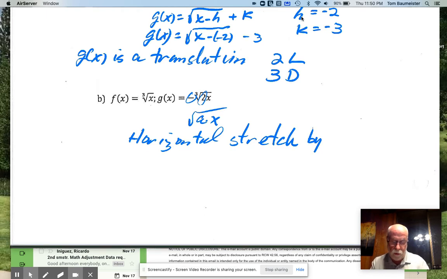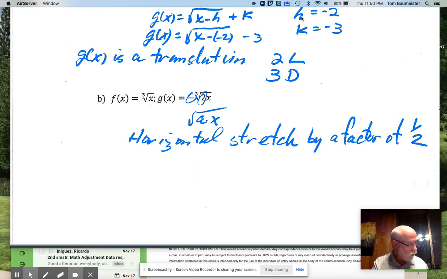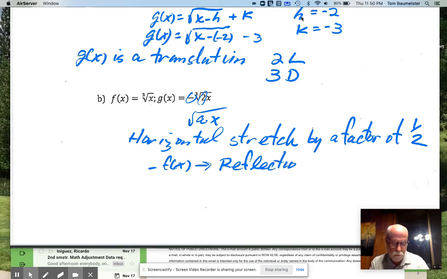So by a factor of 1/2. That's the horizontal. And then again, the negative, it's on the outside. So it's negative f of x, right? So that tells us we are doing a reflection in the x-axis.